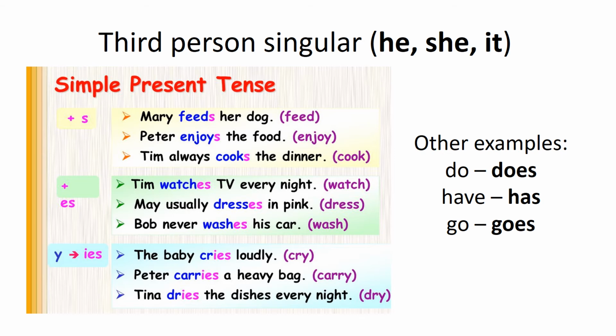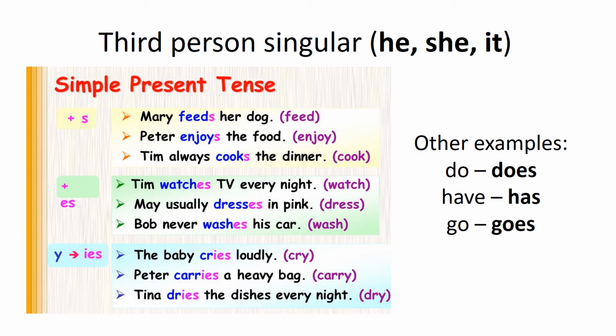So Tim watches TV every night. Dress becomes dresses, and then you have es on the verb, okay? So May usually dresses in pink, okay? May usually dresses in pink. Dress aqui é o verbo vestir-se, okay? Então a May geralmente, normalmente, se veste de cor de rosa, ok?